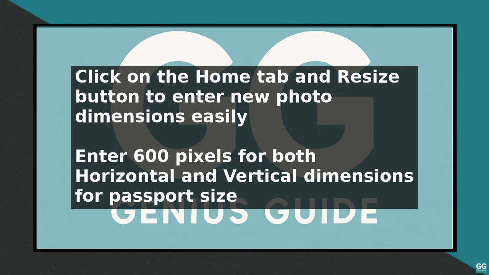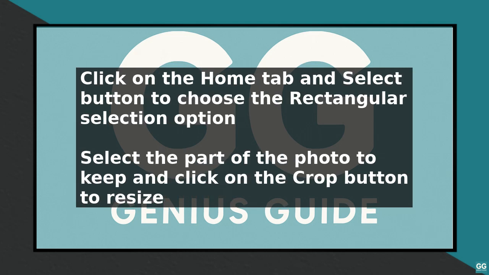Make sure the Maintain Aspect Ratio checkbox is checked to ensure the photo is not distorted during resizing. Enter 600 in the horizontal pixels box and 600 in the vertical pixels box, and then click OK. The photo will now be resized to passport size.